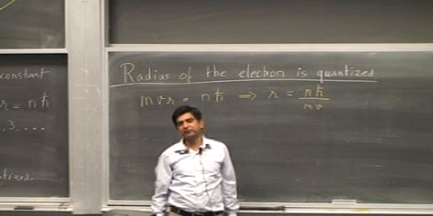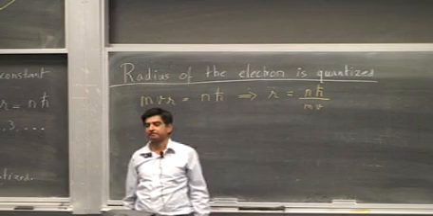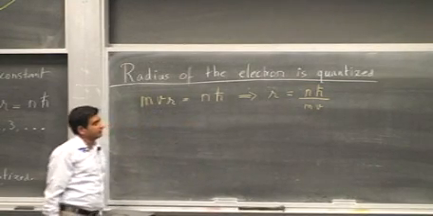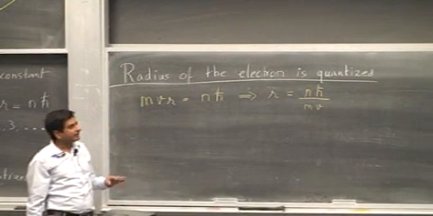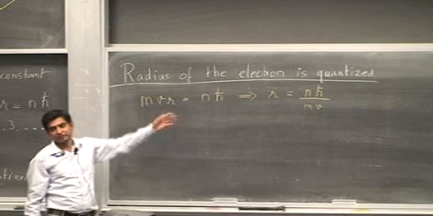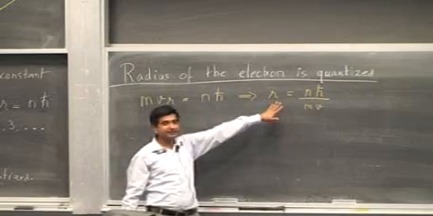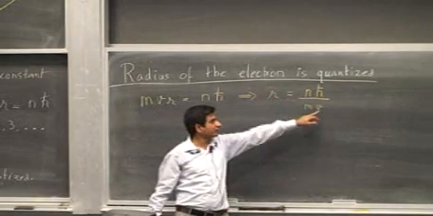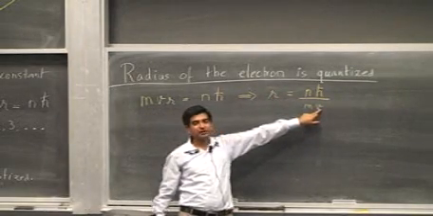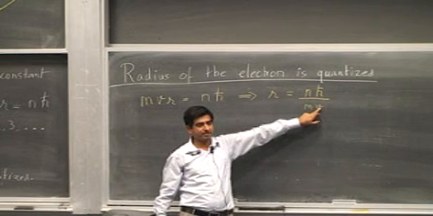Is this before particle wave duality? It's roughly before particle wave duality, yes. Particle wave duality came out as a result of this condition. We'll learn about this in detail. So this is the radius and this is quantized, but we have to prove that it is quantized. For this, we have to somehow get rid of this velocity.